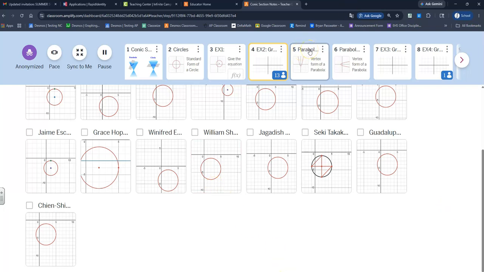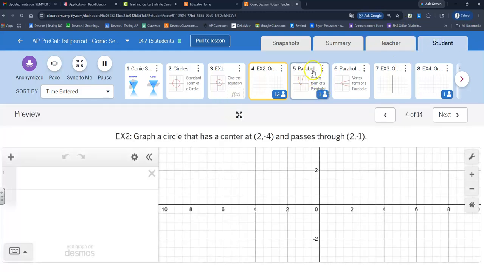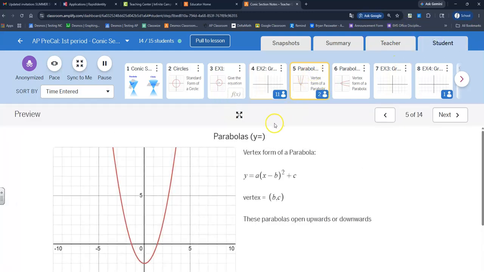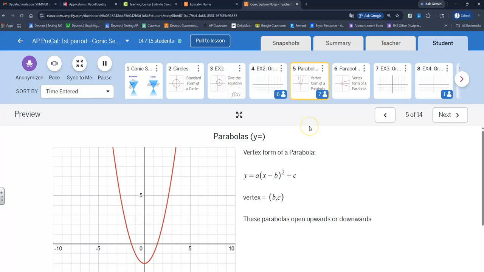All right, on to our next. Okay, so our next part is parabolas. So parabolas should be something that you're very familiar with, particularly whenever it's a y equals parabola.